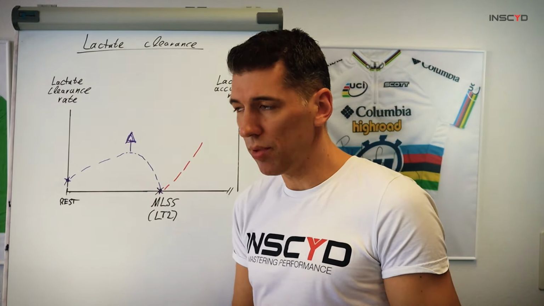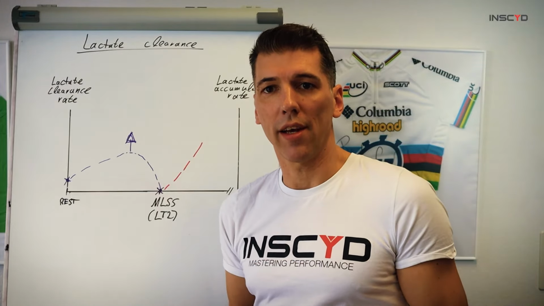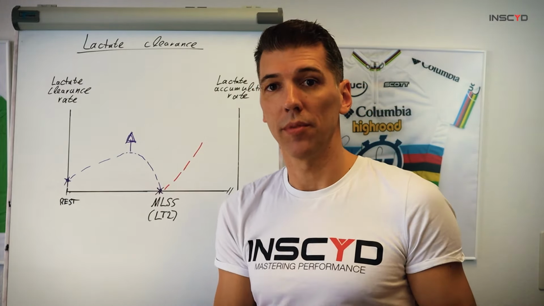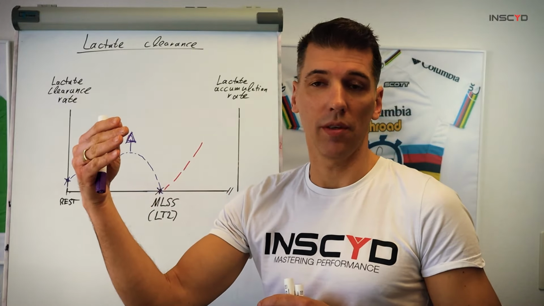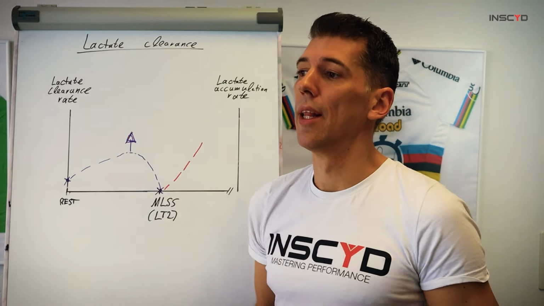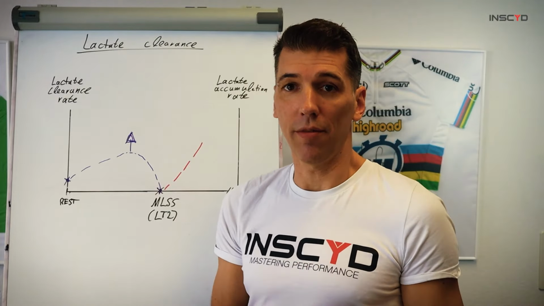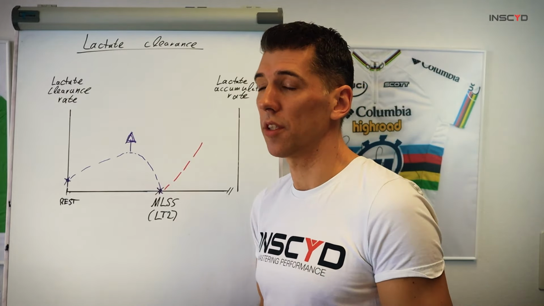To give you an example, very well-trained athletes can clear about 1 millimole of lactate per minute. Some experts maybe even a little bit more. Sedentary, untrained people, it's less than half of it. So what does this mean? Think about it this way.